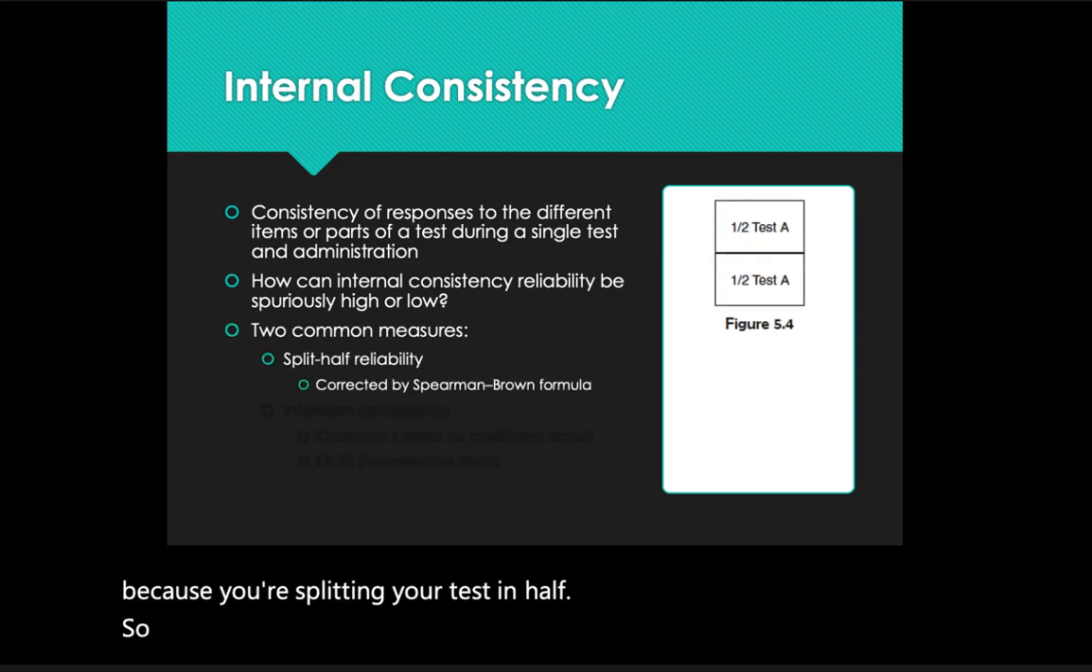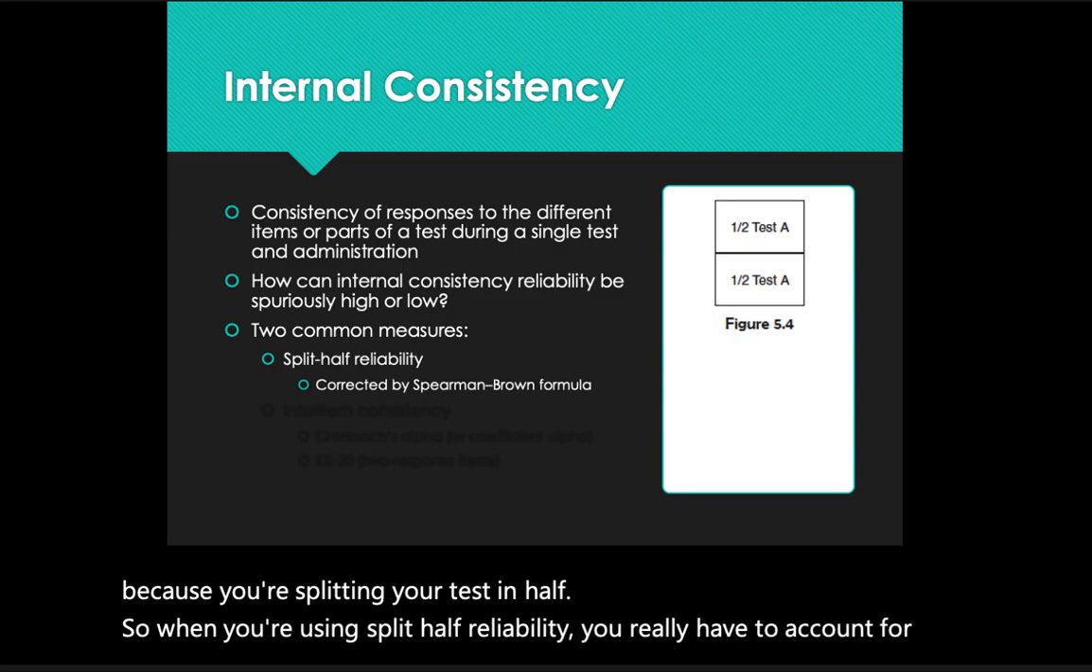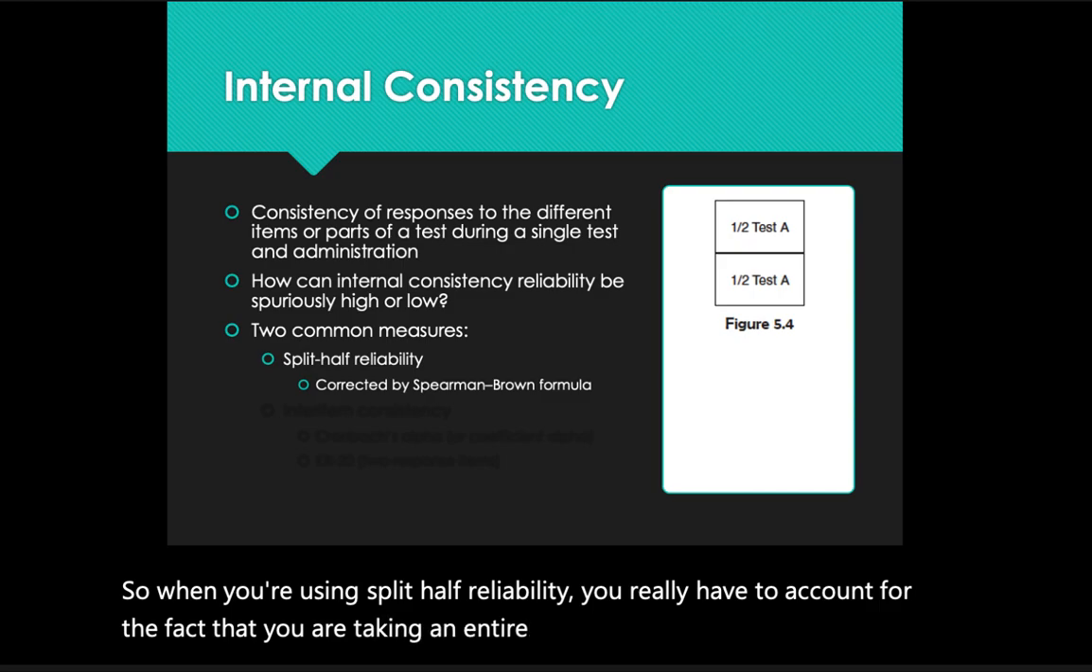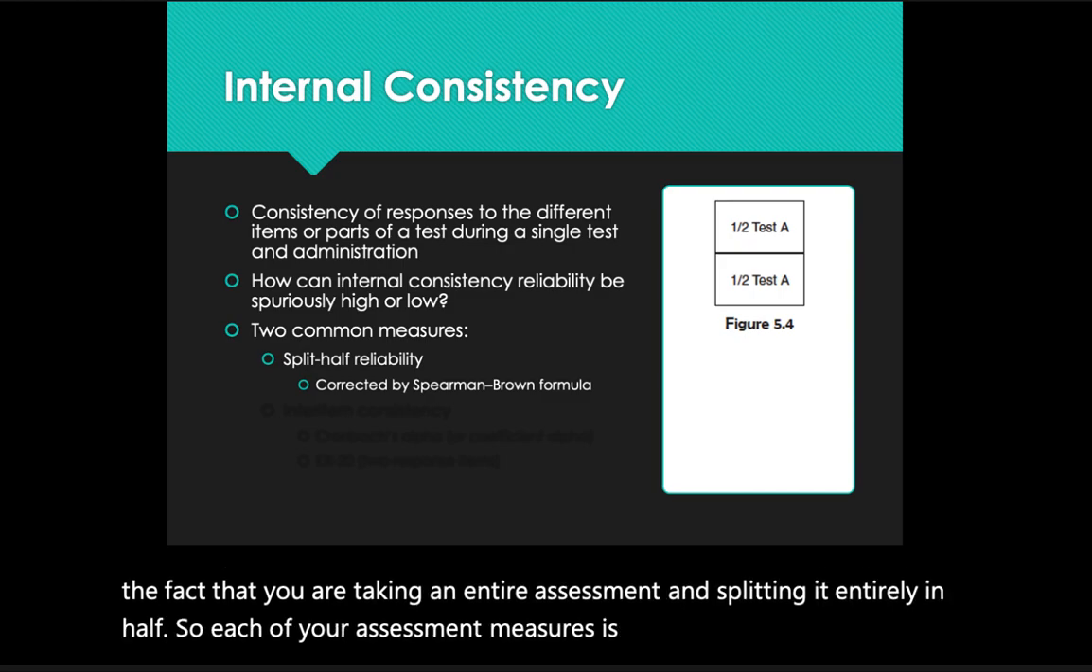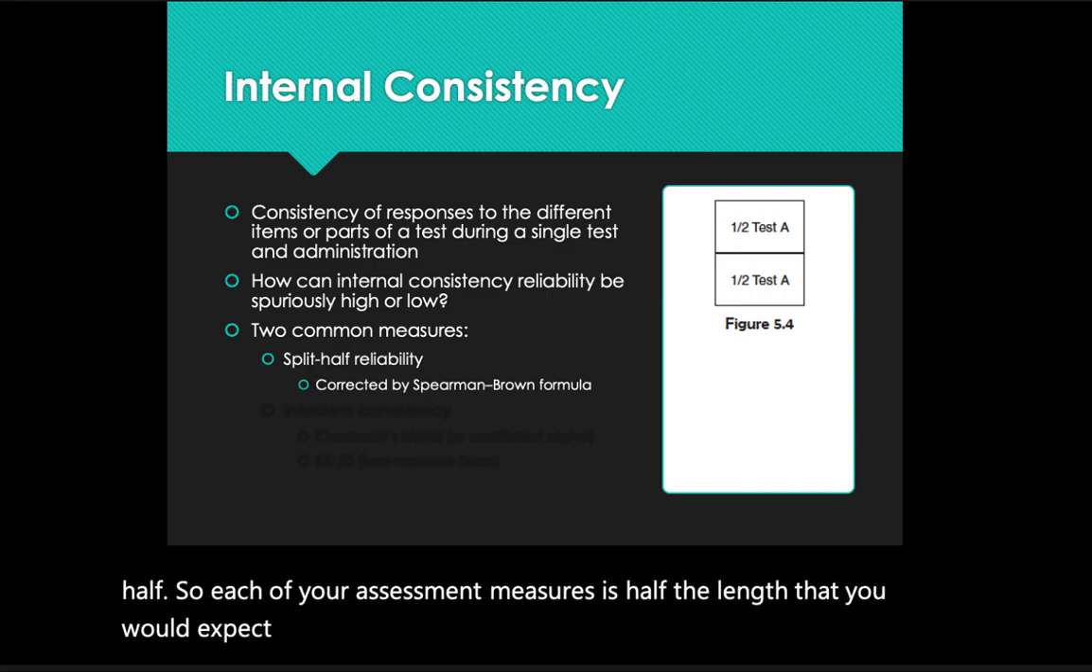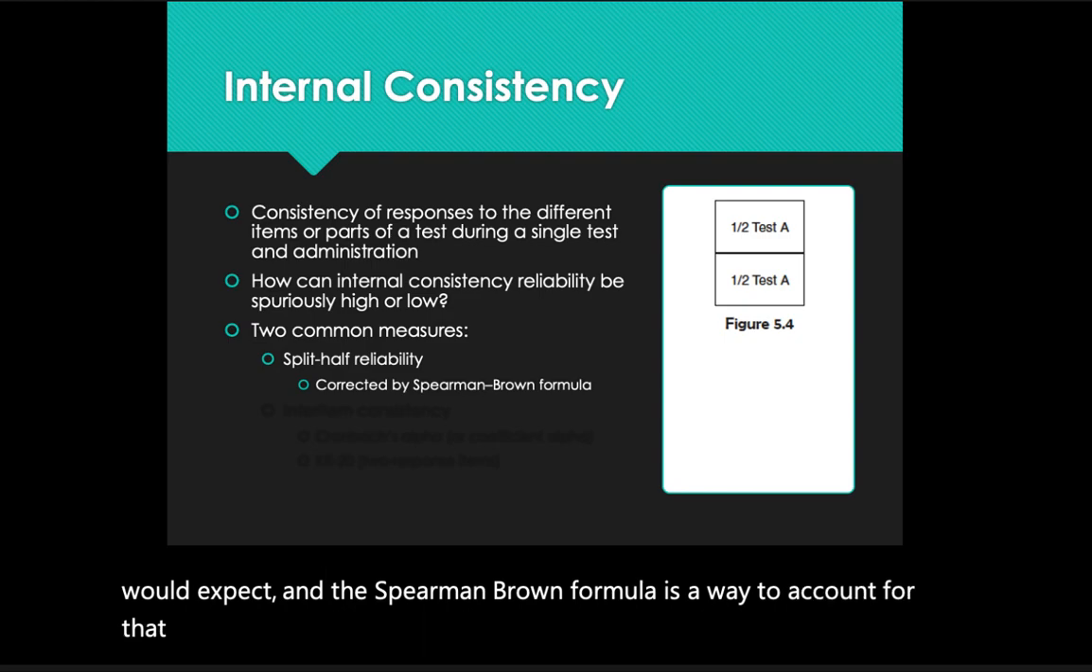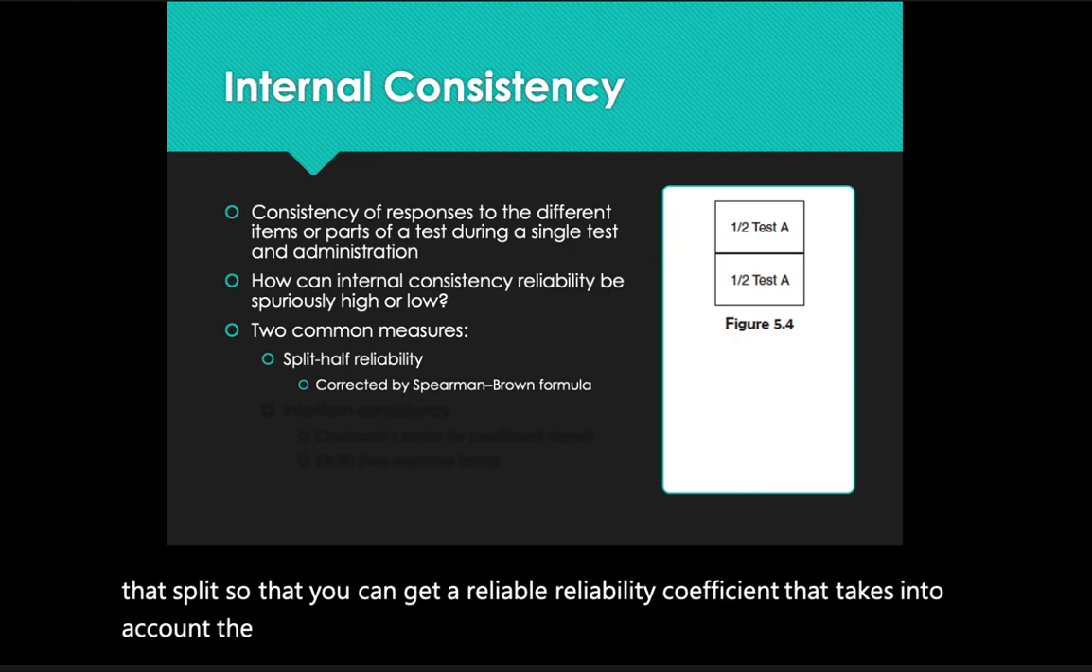When you're using split half reliability, you really have to account for the fact that you are taking an entire assessment and splitting it entirely in half. So each of your assessment measures is half the length that you would expect. And the Spearman Brown formula is a way to account for that split so that you can get a reliable reliability coefficient that takes into account the decreased number of items.